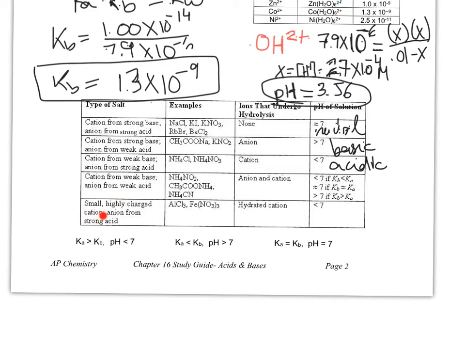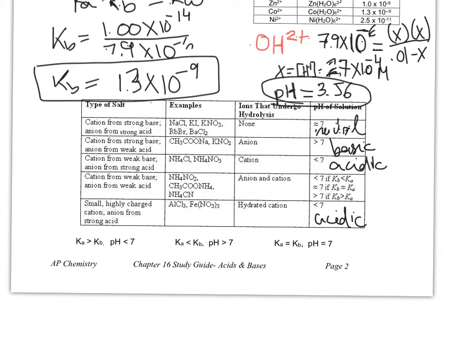If you have a small highly charged cation and the anion is from a strong acid, like for example what we talked about with AlCl3, the Cl minuses would not undergo hydrolysis because they come from HCl, which is strong. But the Al3 plus can; it forms a complex ion and then gives off an H plus, so that's also going to be acidic and the pH will be lower than 7.